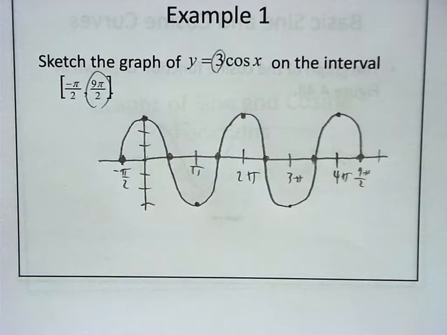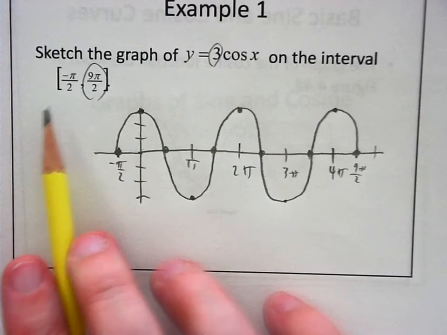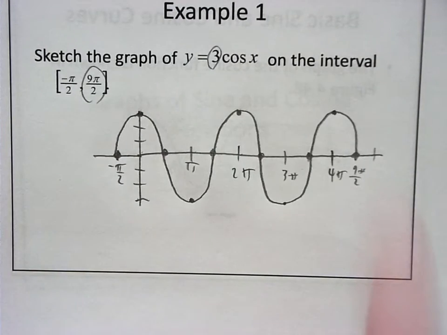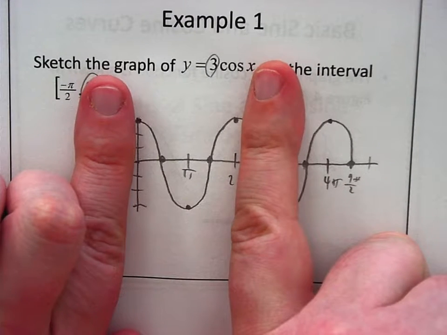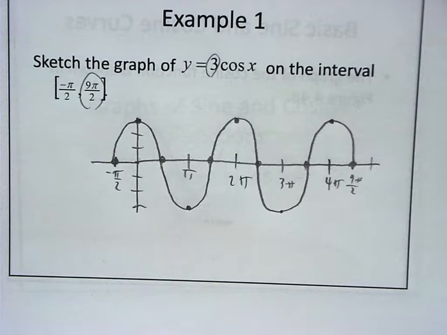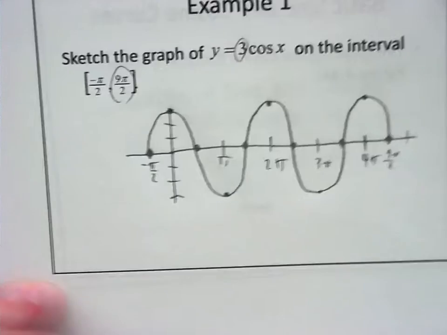Okay, so if it says graph from there to there, you do need to make sure you graph the whole thing. If they just say general sketch, honestly, I would just probably graph that. One full cycle. Questions? Okay.